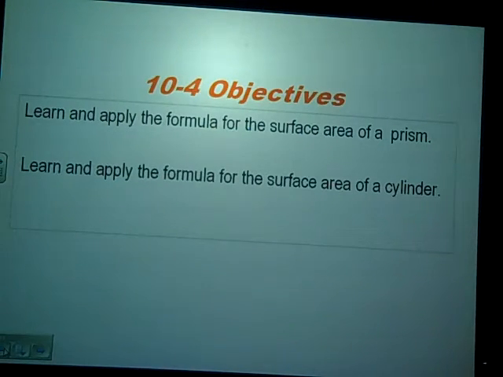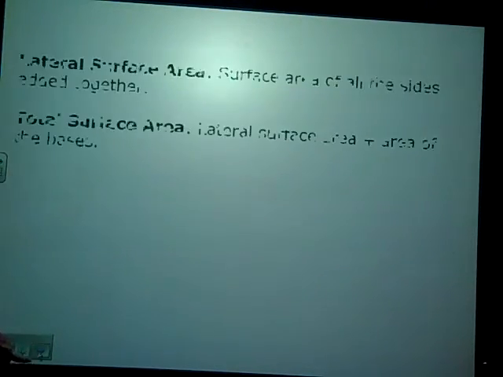Welcome to Klein's Geometry. Today we're going to talk about lesson 10-4. We're going to find the formula for the surface area of a prism and a cylinder. And we will note that they are closely related. In fact, they're the same doggone formula. So let's take a look at that. We'll also see how things change when you change side length on those.